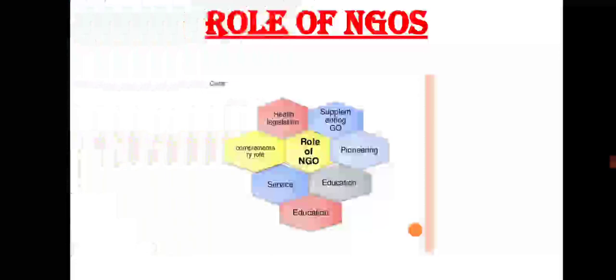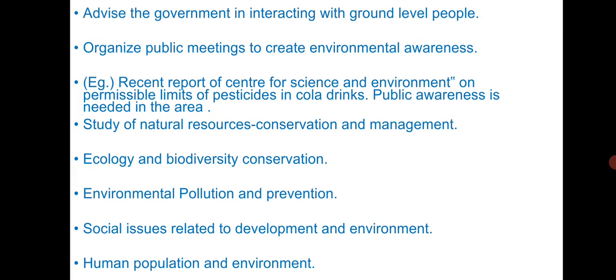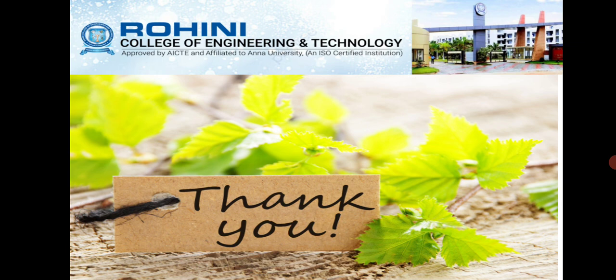Then the NGOs, the non-government organizations, also play a vital role in creating awareness among the people regarding the environment. Let us see their role. NGOs advise the government, interact with ground level people and organize public meetings to create environmental awareness. There are four types of public participation: pressure group, watchdog, advisory council, and enforcing laws.